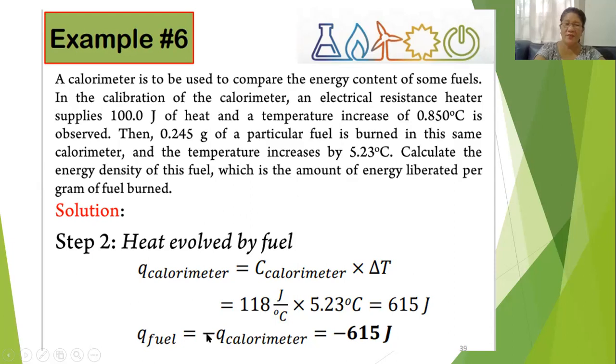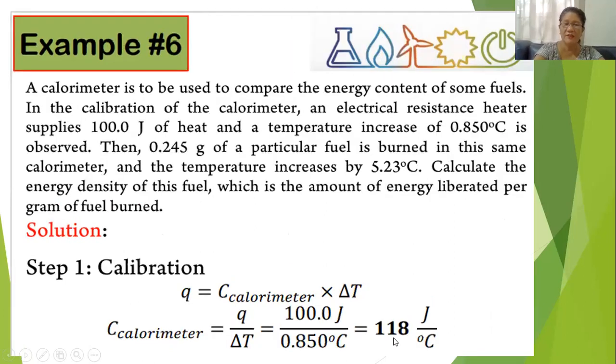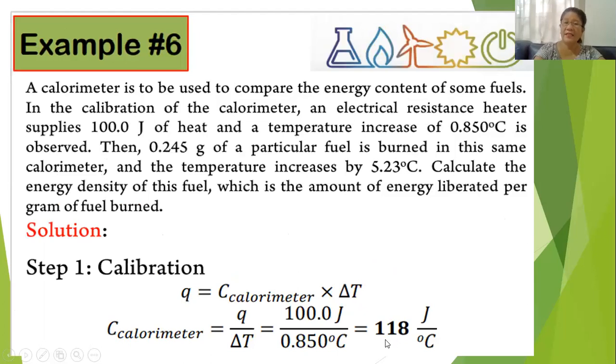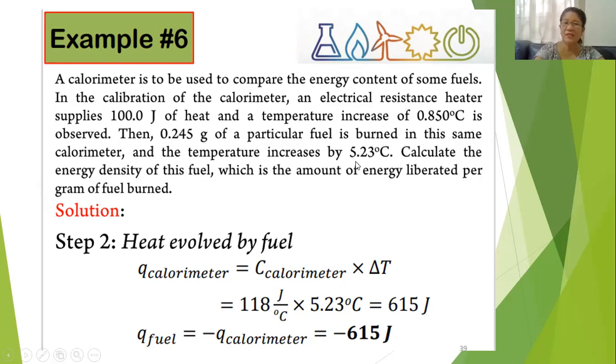Therefore, this could be equal to, this is for the calorimeter first, the heat of the calorimeter is equal to the one that you have solved here, 118, that is the specific heat, because can you still remember, heat is equal to C multiplied by the change in temperature. Now, the heat of the calorimeter is equal to the specific heat of the calorimeter multiplied by the change in temperature. Therefore, that is equivalent to 118, the specific heat of the calorimeter, multiplied by the change in temperature, which is 5.23. Therefore, our heat of the calorimeter is equal to 615 joule.